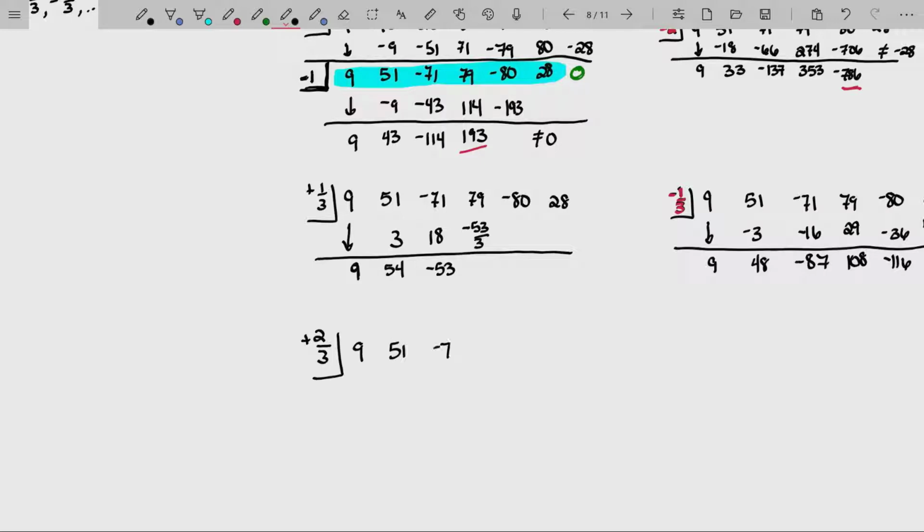9, 51, negative 71, 79, negative 80, and a positive 28. Bringing down the 9, divide it by 3 and multiply it by 2. So that'd be 3 times 2 is 6. Add them up, that's 57. Divide that by 3, which is 19. And then multiply by 2, that's 38.